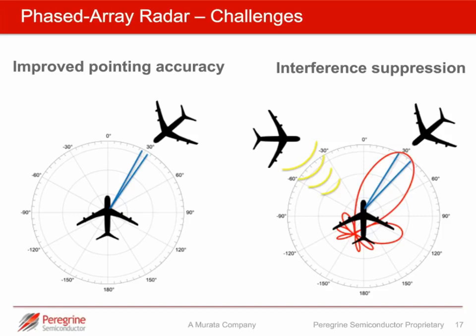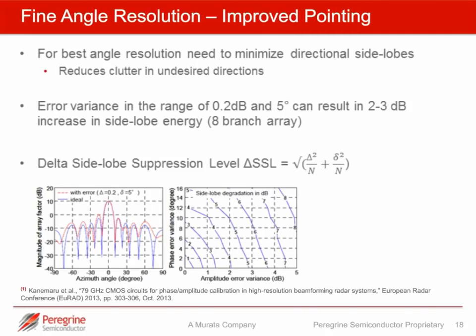What matters from a beamformer's perspective? How does the beamformer contribute to this? So this study explores the impact of pointing and how we can improve the fine angle resolution. The basic concept is if we have too many side lobes, it creates clutter, and the clutter makes it more difficult for us to identify the wanted signal.